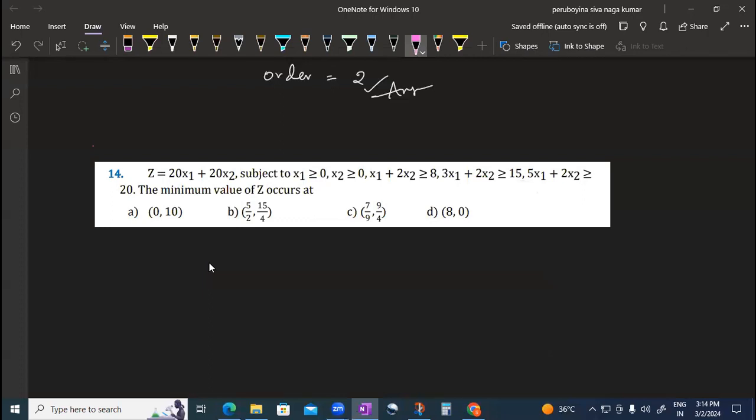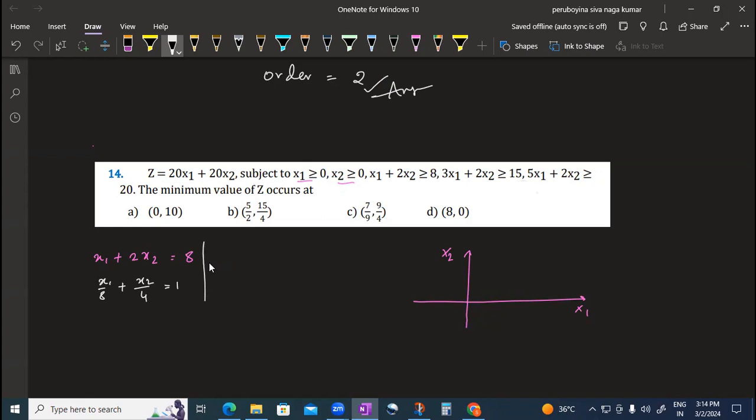So it says x1 greater than or equal to 0, x2 greater than or equal to 0. That means it indicates the first quadrant, where x1 is the x-axis and x2 is the y-axis. Then x1 plus 2x2 equal to 8. That means x1 by 8 plus x2 by 4 is equal to 1.